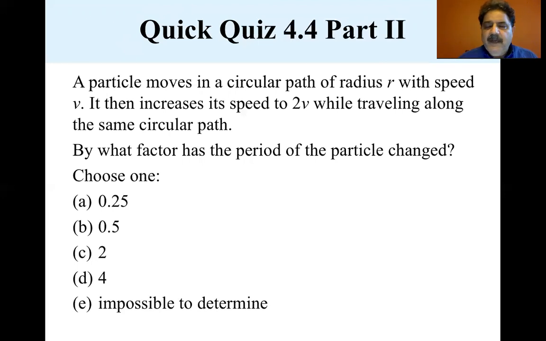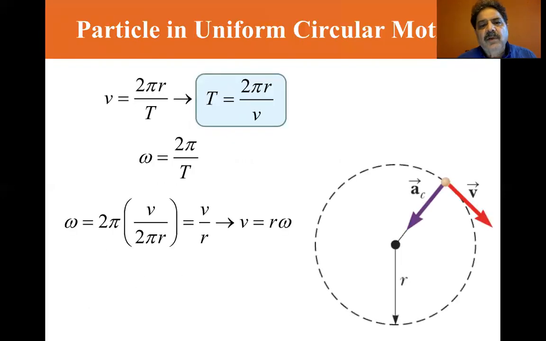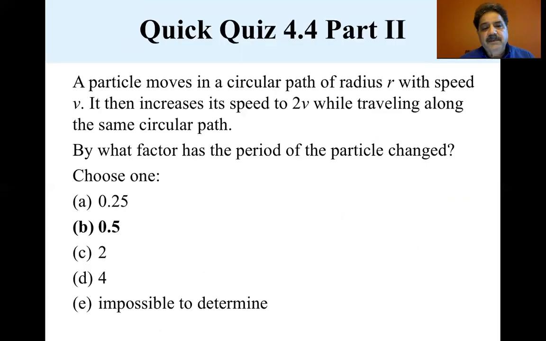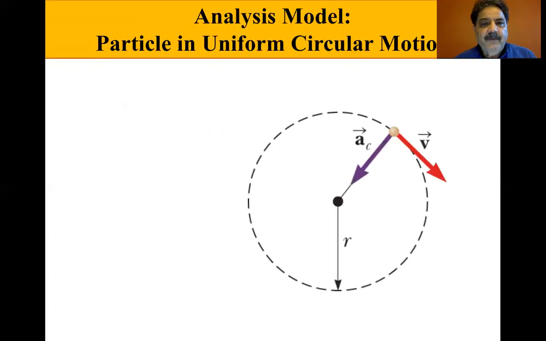Well, of the period, let's go back to that blue square. T is equal to 2 pi r divided by v, and if all of a sudden v is now 2v, well, you've changed it by a half. Oops, there's the answer. B is the answer. The period is changed by 1/2, by 0.5.